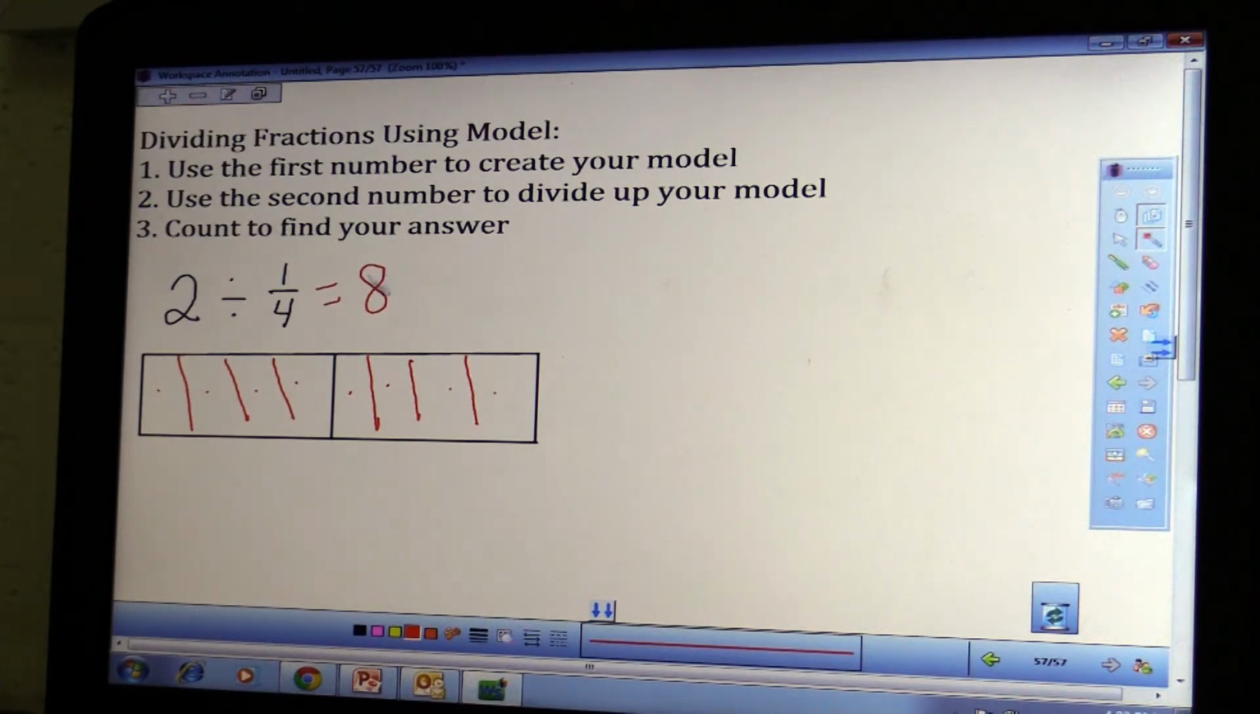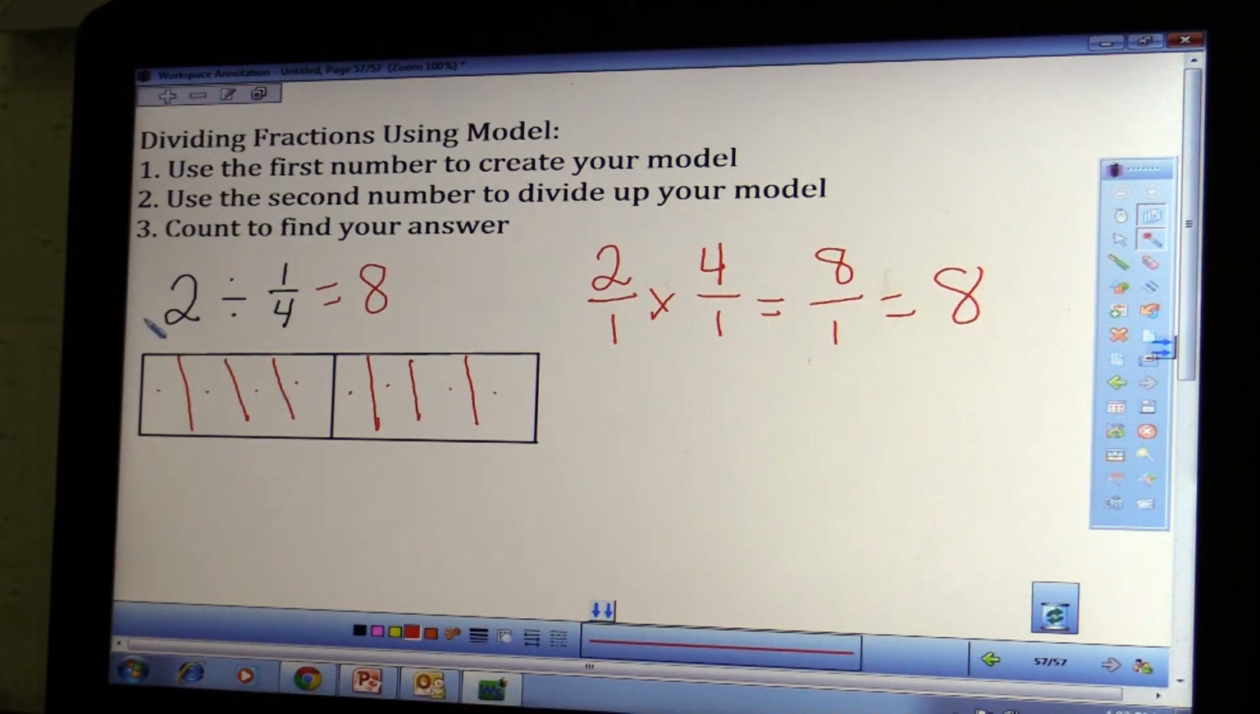There are 8 pieces. Now I can also prove that using the steps for the multiplication with the reciprocal of the fraction. So I would turn 2 into 2 over 1. I would multiply it by 1/4's reciprocal, which is 4 over 1. And I end up with 2 times 4 is 8. 1 times 1 is 1. Simplify that down to 8.